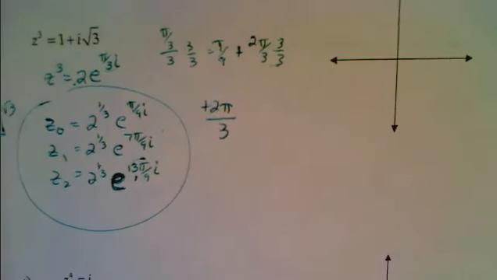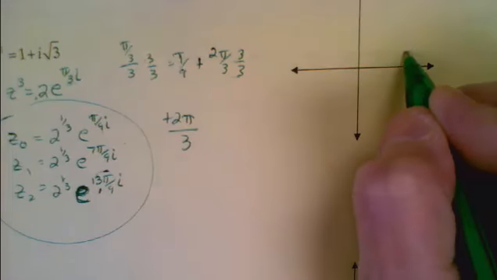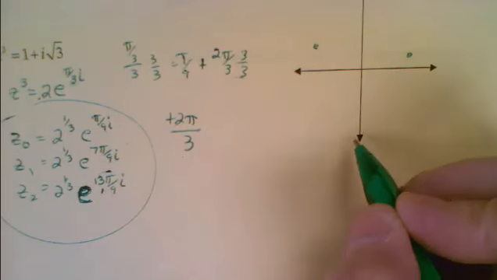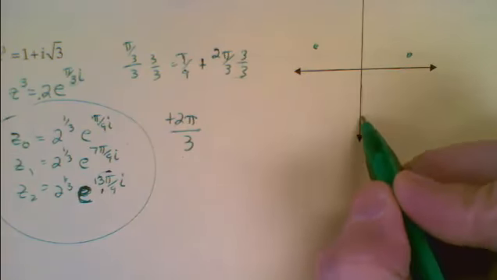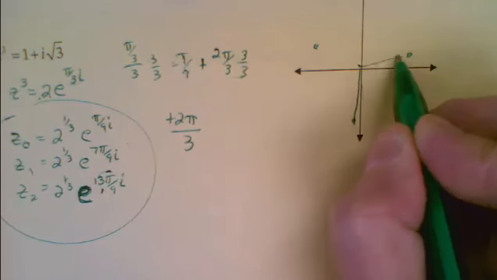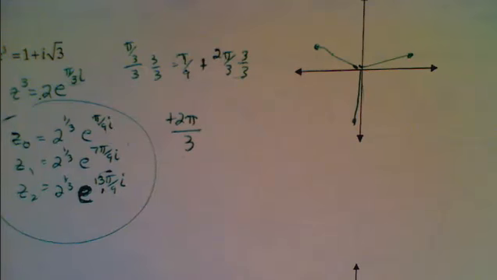To graph it, we can graph it real quick. There's pi over 9. 7 pi over 9 would be over here. And 13 pi over 9, this would be 13.5 pi, so it would be a little bit less than that. So those are my 3 roots.